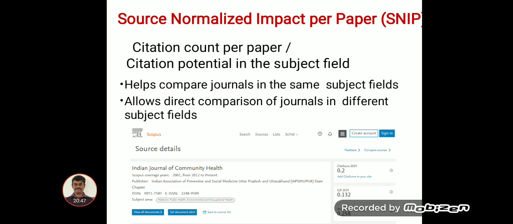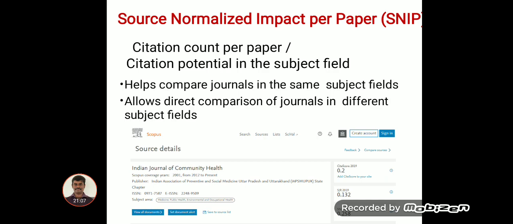And what is SNIP? Source Normalized Impact per Paper. This SNIP is calculated using the formula citation count per paper divided by citation potential in the subject field. It helps to compare journals in the same subject field. It also allows direct comparison of journals in different subject fields.